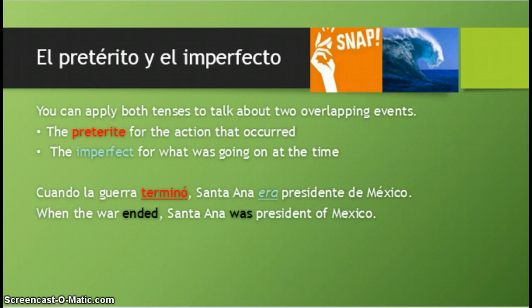Aquí tengo una frase con los dos. Cuando la guerra terminó, Santa Anna era presidente de México. So I'm saying when the war ended, so I know it's completed because I'm talking about it ending, I'm going to use preterite. But I'm also describing what was happening when that war ended. So a general description was Santa Anna was the president. So that was ongoing when that war ended. So his presidency was still continuing when the war completed.